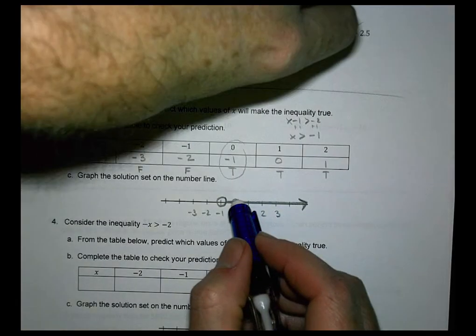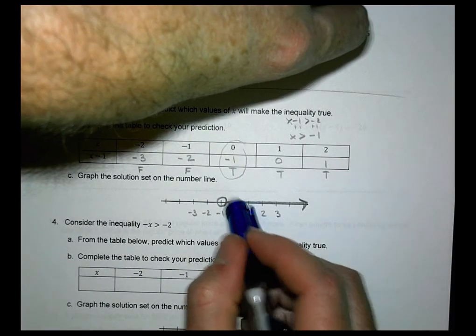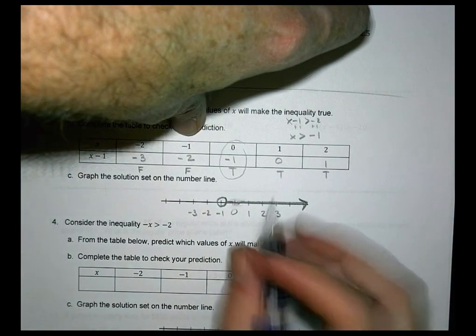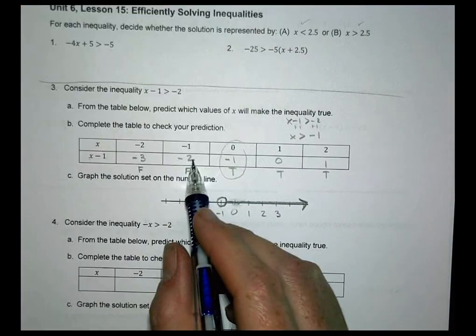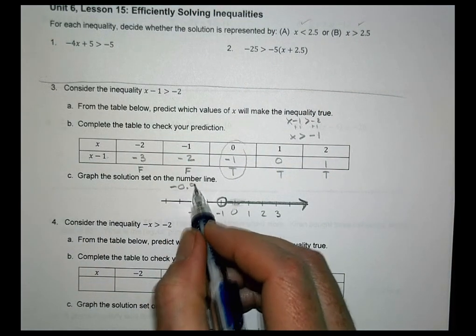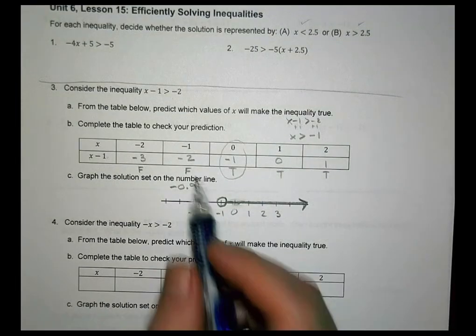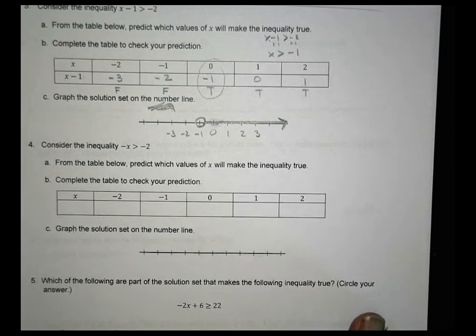We wouldn't graph the 0. So if you just use the table, you might think, I'll just start at the 0 point because negative 1 didn't work. True, negative 1 didn't work, but you know what would work? Negative 0.9. That actually would work, and you'd have a solution. So anyways, moving on. Number 4 is the same idea, right?